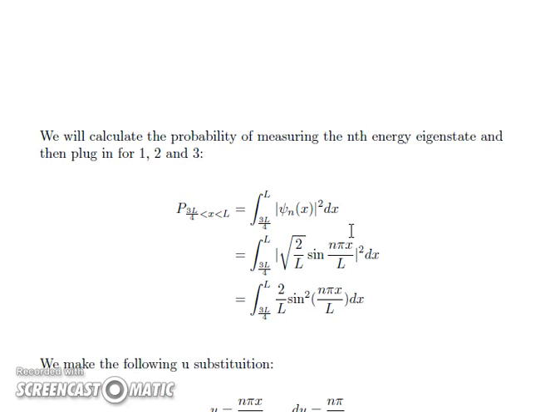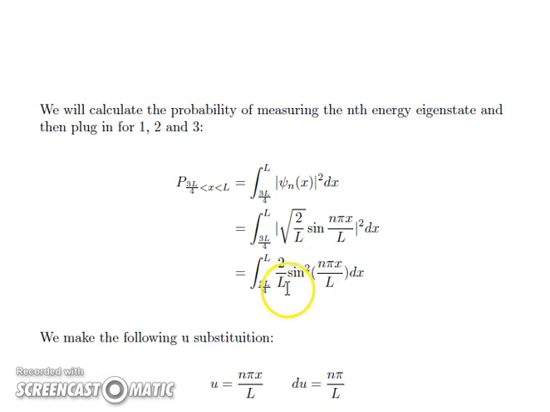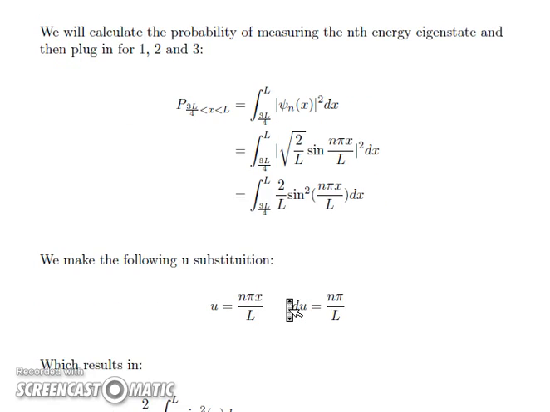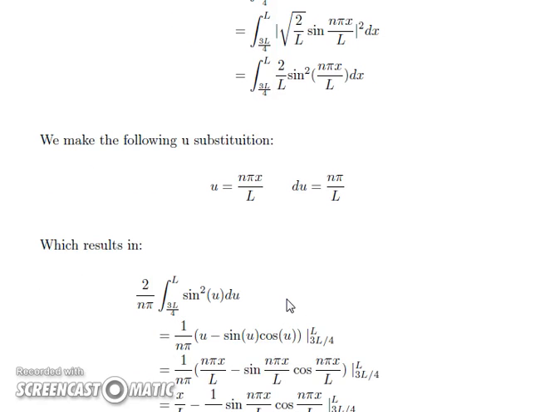So since we know that the nth eigenstate takes this form, we can calculate this integral, and we know that since this is all real, the modulus squared of this is just itself squared. So we get the integral from 3/4 L to L of 2 over L sine squared n pi x over L. And then to do this integral, we make a little u-substitution for n pi x over L. And then when we do that, we get the integral of sine squared.